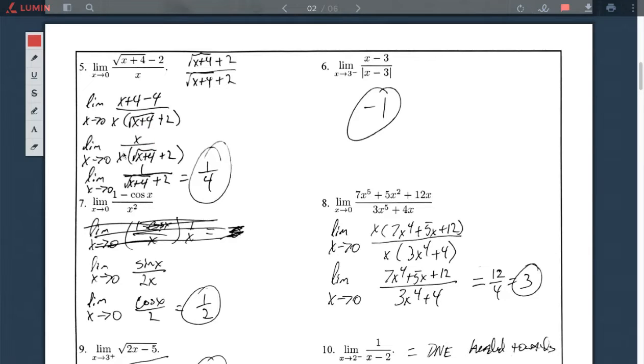Remember, once you cancel something out, that's when you want to plug in again. So I plug 0 in. Square root of 4 gives me 2. 2 plus 2 gives me 1/4 right here. So 1/4 is my answer.